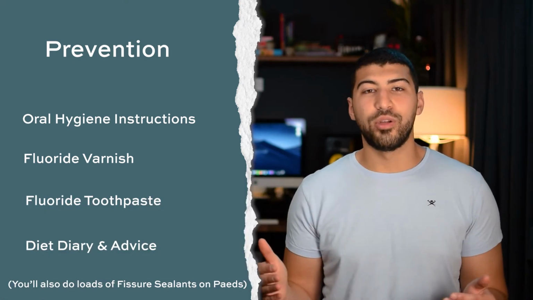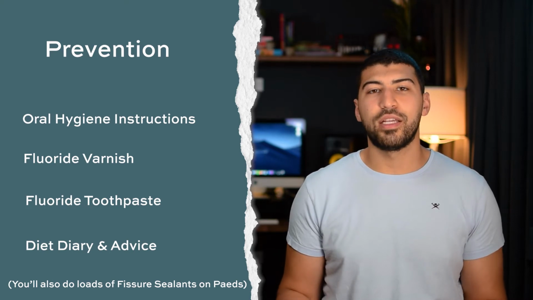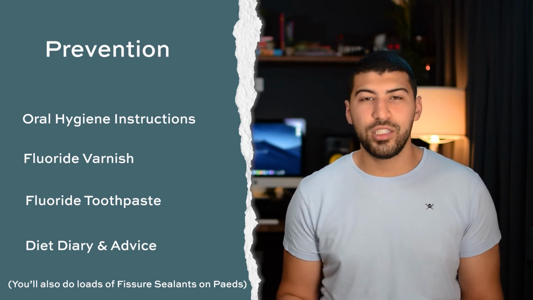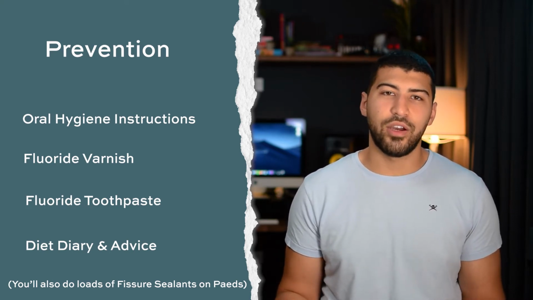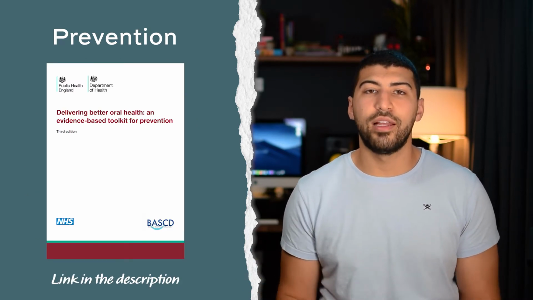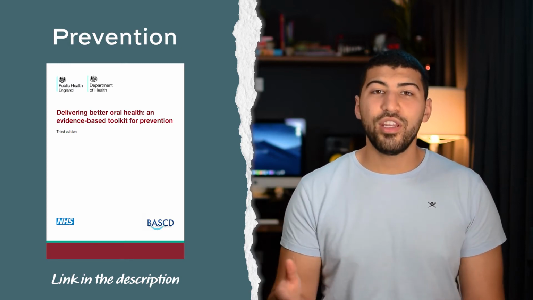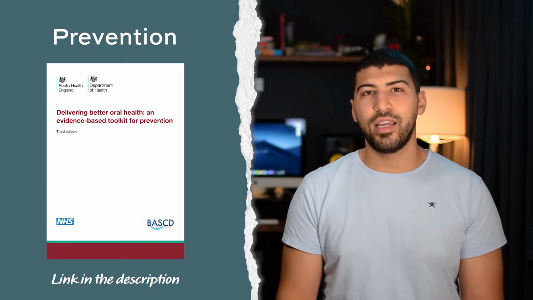After the acute phase of the treatment plan, you need to look at prevention. Prevention needs to be in nearly all treatment plans that you write. It should include oral hygiene instructions, fluoride, and diet diary and advice. There's a Public Health England document called Delivering Better Oral Health, and every dentist and every dental student needs to have read this at some point. It covers everything you need to know for prevention, and you can find it in a link in the description.